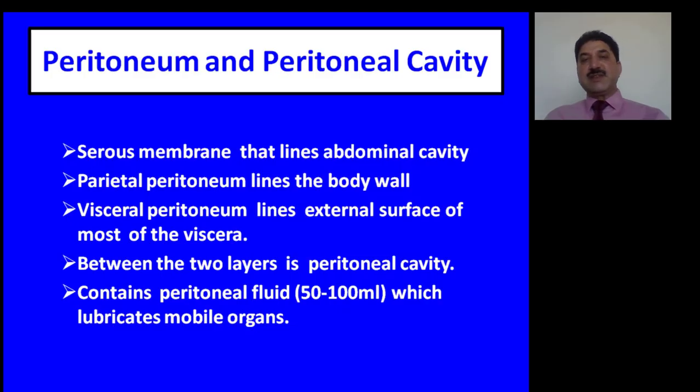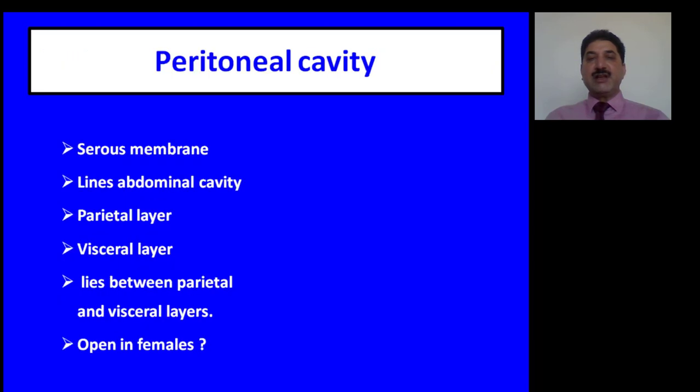So peritoneum is a serous membrane that lines abdominal cavity. Parietal peritoneum lines abdominal wall. Visceral peritoneum lines external surface of most of the viscera. Between the two layers is peritoneal cavity, which contains peritoneal fluid that lubricates mobile organs.